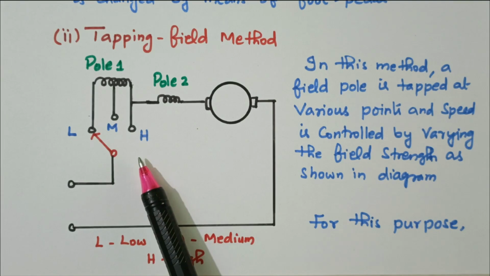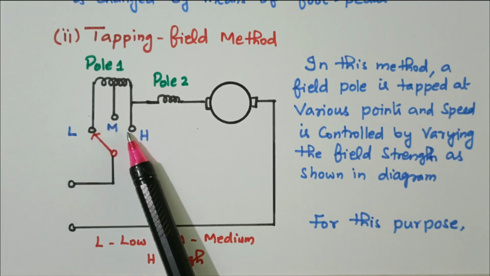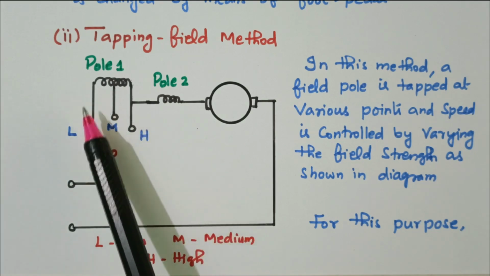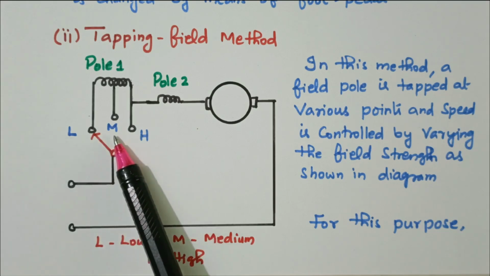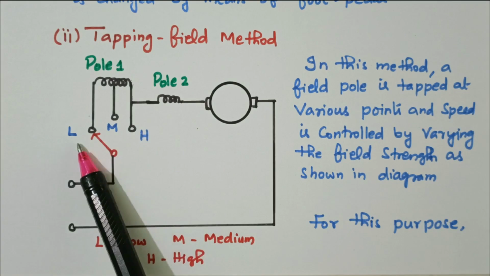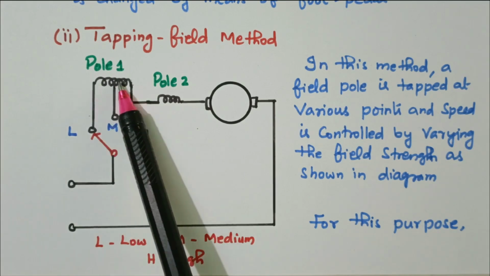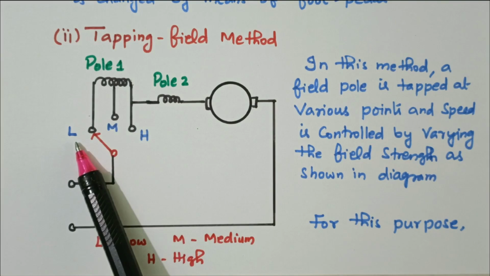We know that flux and speed are inversely proportional. So if the flux increases, speed will decrease. If flux decreases, speed will increase. So based on that, we have 3 tappings available. One pole is permanently connected, another pole is connected with the tapping. See these 3 tappings given: low, medium, high. So in position 1, low means the entire field is connected. If the field is connected, field flux will increase. If the flux increases, the speed will decrease. So that is called low.